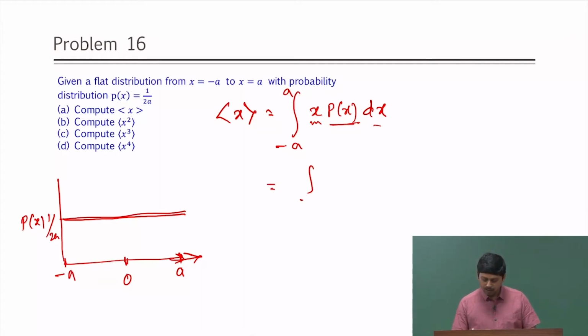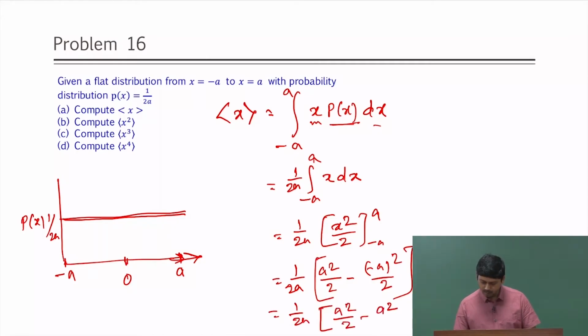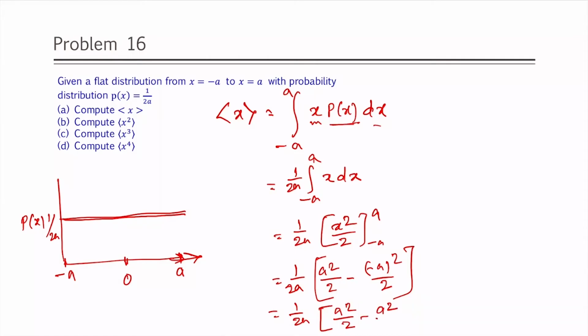So, now it will give us the integral from minus a to a of x dx, and we know the value of p x, which is 1 by 2 a, and that is a constant quantity. So, it is 1 by 2 a times x square by 2 going from minus a to plus a, which gives us 1 by 2 a times (a square by 2 minus a square by 2), giving us 0. So, the average value of x is 0.